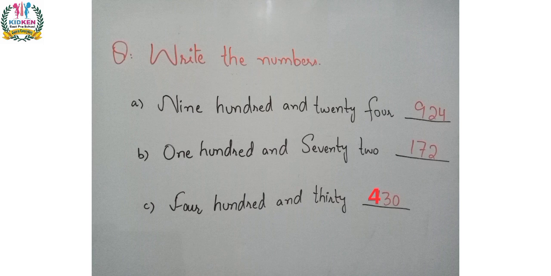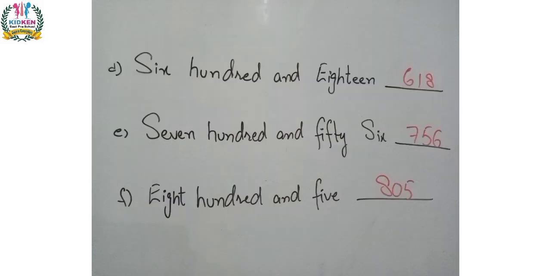Number B is 172. So you can write 1, 7 and 2, as 172. Number C is 430. So you can write this as 430. Next part of this question is 618. So simply you can write this in figures, 6, 1 and 8.